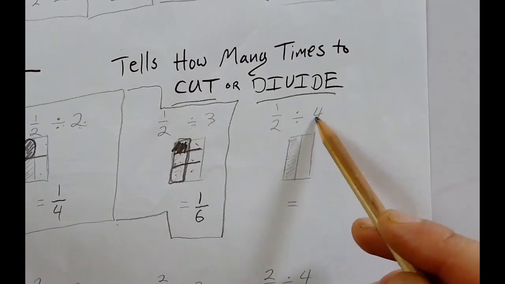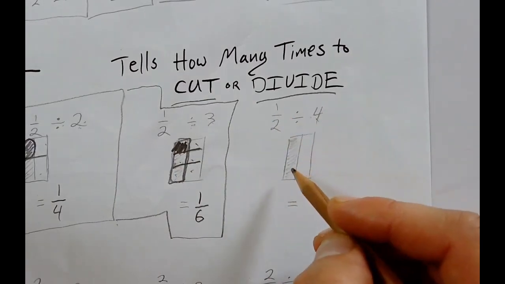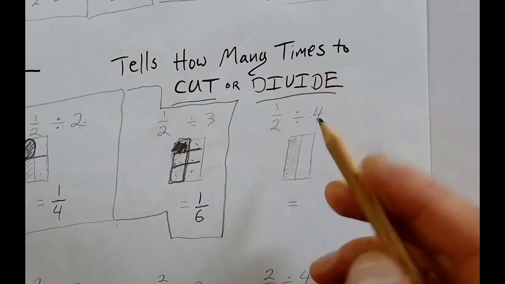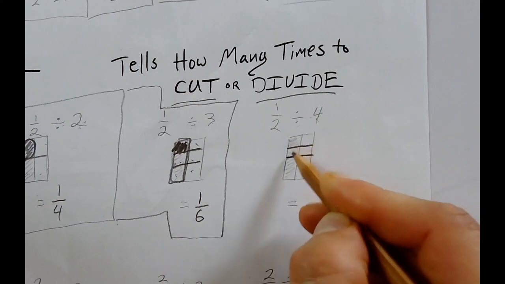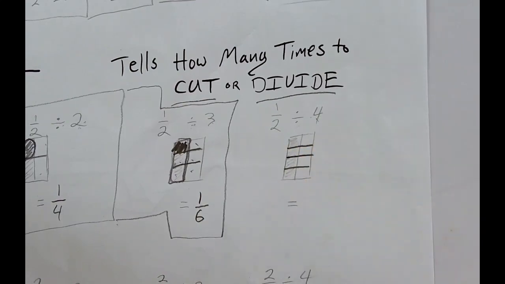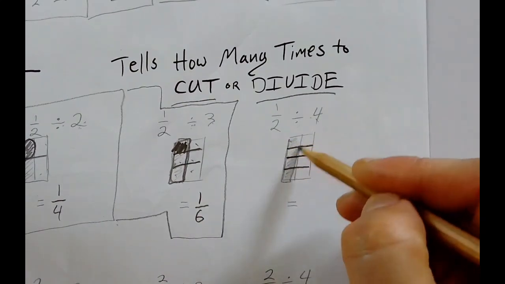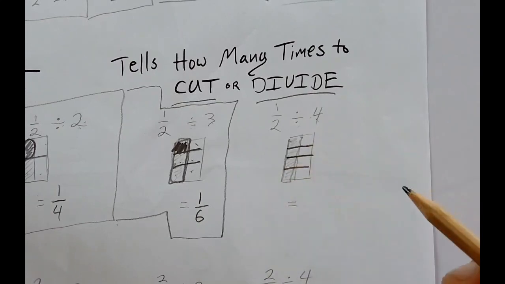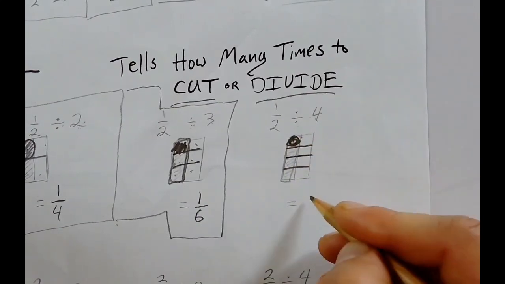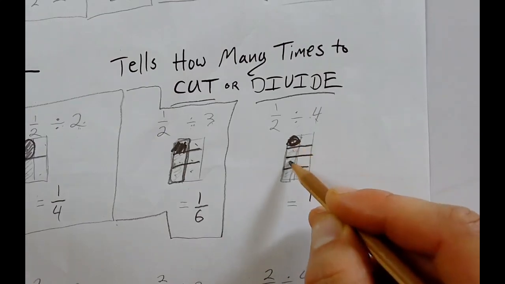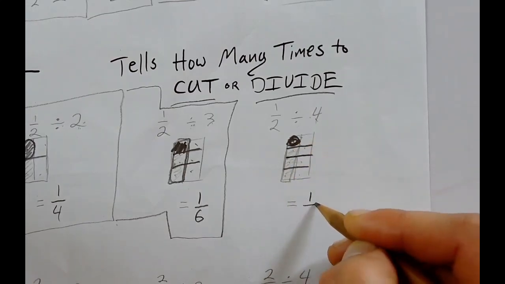Let's look at my next example. 1/2 divided by 4, so that means 1/2 cut up or divided into 4 pieces. And let's see how big it is after we do that cutting or dividing. Now it's 1/2. Now I have it into 3 pieces. Now I've got it into 4 pieces. So this was my previous 1/2. Now I've cut it into 4 pieces. This is the size now. I now have 1, 2, 3, 4, 5, 6, 7, 8. I have 1/8.